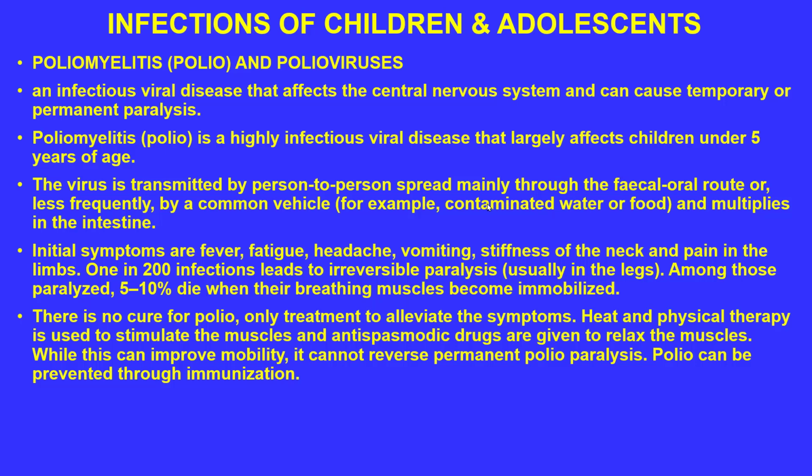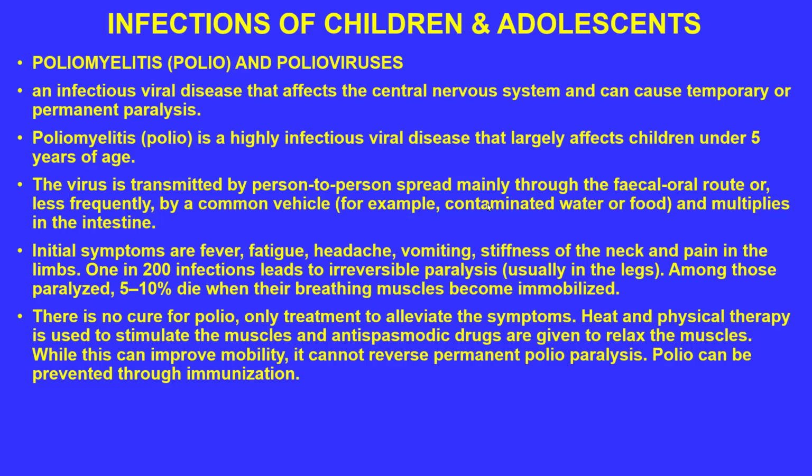And basically what it starts off doing first is multiplying in the intestine. And from there, it will move to other parts, particularly of the central nervous system, particularly of the motor neurons. The initial symptoms you will see are fever, fatigue, headache, vomiting, stiffness of the neck, and pain in the limbs. 1 in 200 infections leads to irreversible paralysis, usually in the legs. Among those paralyzed, 5 to 10% die when their breathing muscles become immobilized.